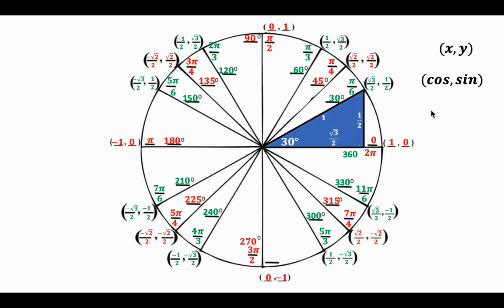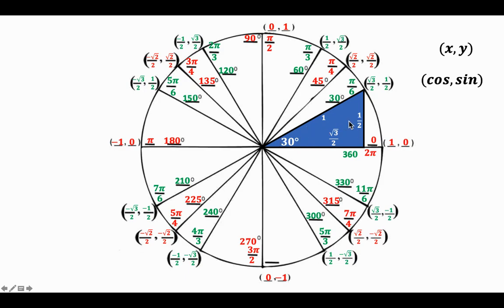The reason why this works is, let's say I said cosine of 30 degrees. That'd be adjacent over hypotenuse. So that's square root of 3 over 2 over 1, which is just square root of 3 over 2. So cosine of 30 is square root of 3 over 2, which is square root of 3 over 2 right here. That's why that comes in x's.